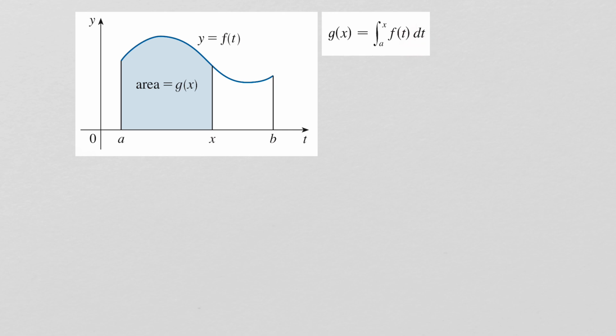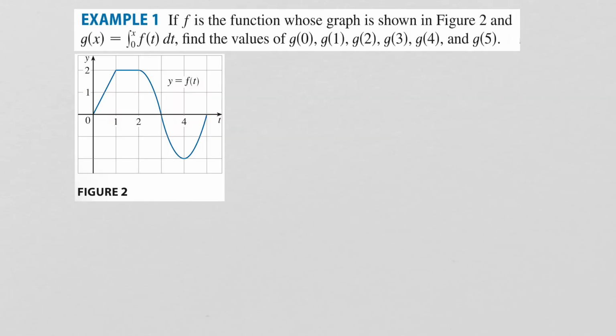And we know we can do this because the definite integral represents the area under the curve. And like any other function, we can find function values for the function g for a given value of x. Let's take a look at an example. So here f is the function shown in the graph, and g of x is the integral from 0 to x of f of t dt.